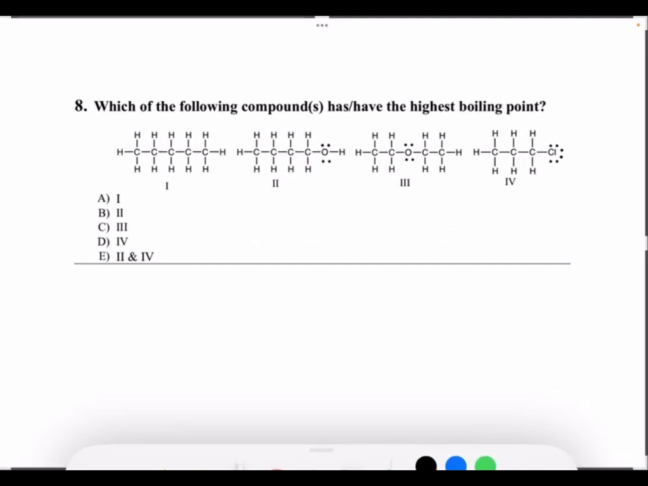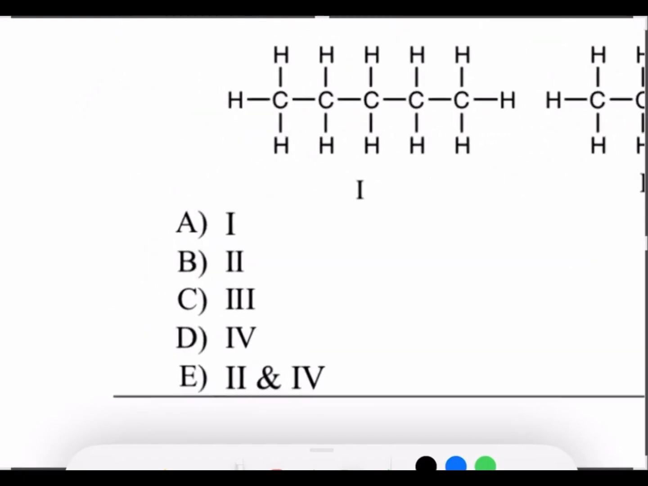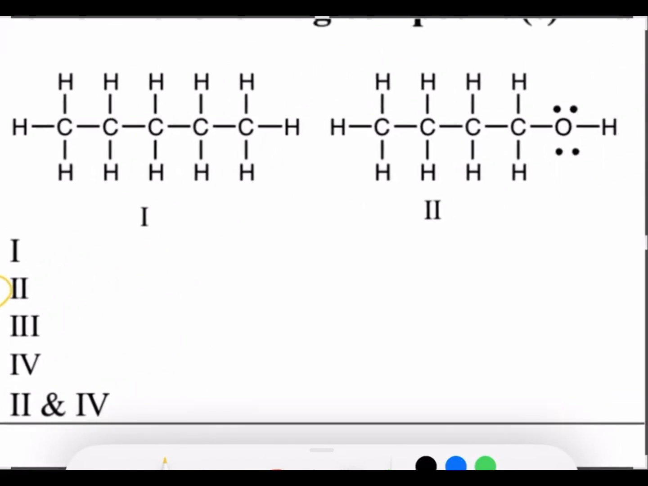Which of the following compounds have the highest boiling point? All right, I'm going to give everyone 2 seconds to decide your answer and we'll continue along with the video. All right, so the correct answer is B, number 2.